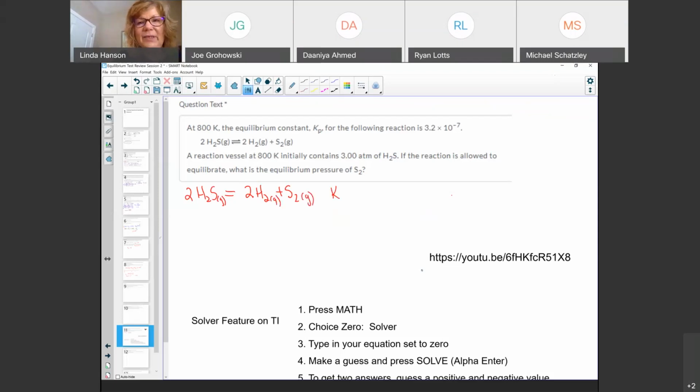Kp is given to me as 3.2 times 10 to the negative 7. And I know the expression would be the partial pressure of hydrogen squared, the partial pressure of S2, over the partial pressure of H2S squared. So that's just the expression, products over reactants. Let's read what it gives us.